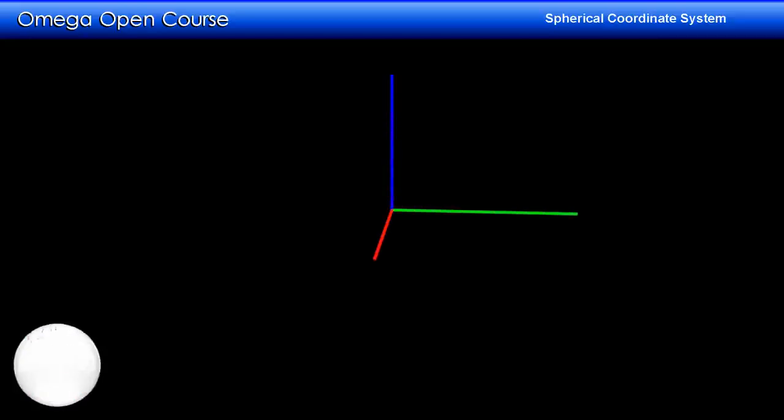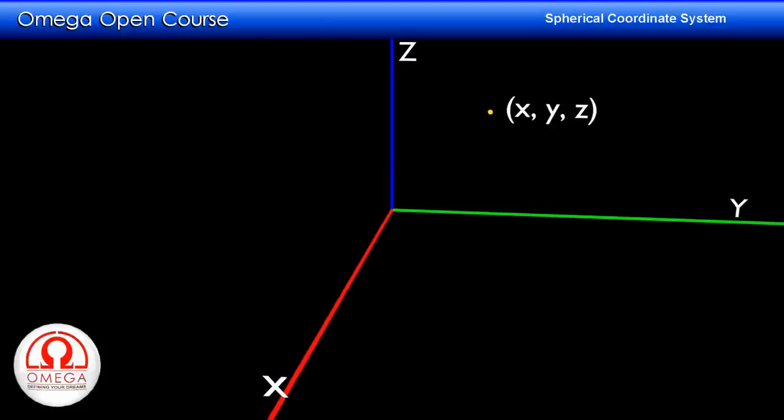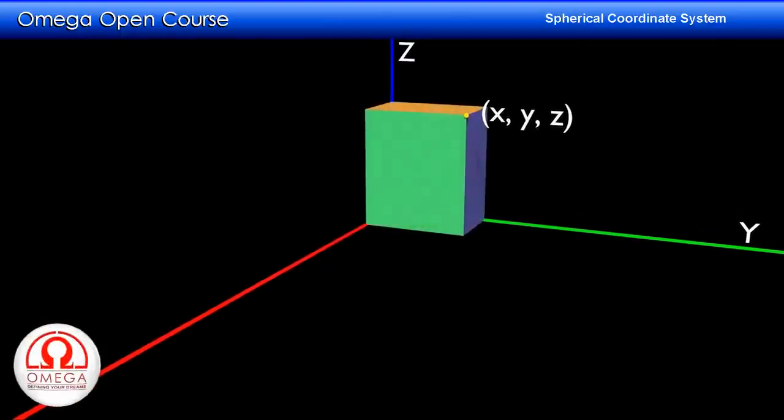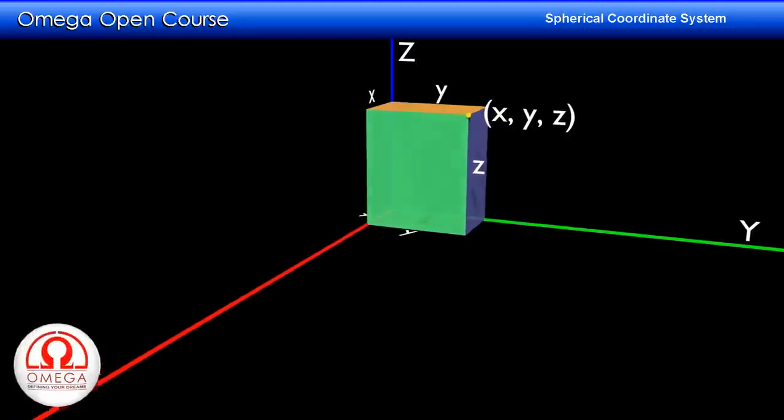To specify any point uniquely in a three-dimensional space, at least three independent parameters are required. We call these parameters coordinates. In Cartesian coordinate system, these parameters are distance of the point from three perpendicular planes which we know as x, y, and z coordinates.